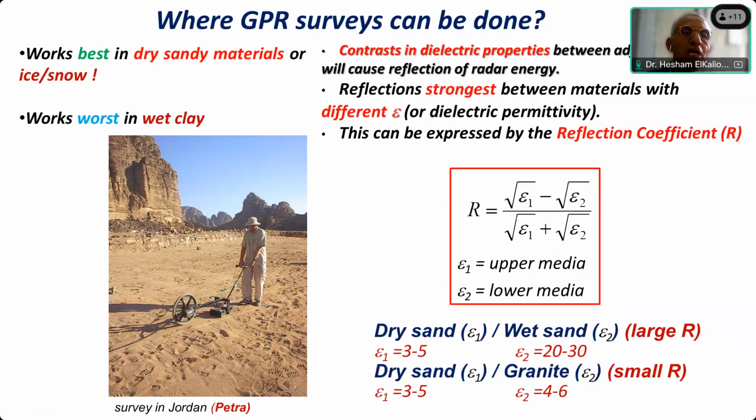On the other hand, if we have dry sand underlain by granite, despite being two different geological materials, the permittivity is quite close. For dry sand, it is 3 to 5, and granite is 4 to 6. The contrast here is very small, a very small reflection coefficient. So we cannot discriminate them easily using GPR.